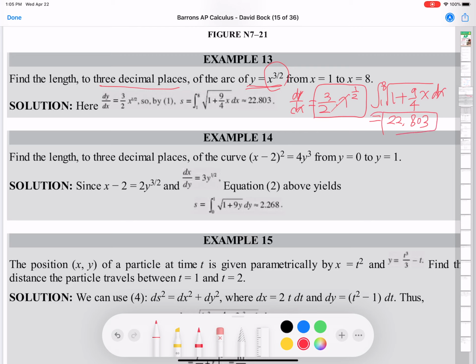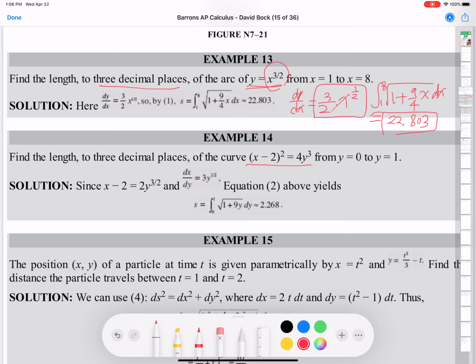Okay, what about example 14? Example 14 is a little different type of problem. Same question, but you're going to use y value and dx over dy instead of dy over dx. I'll show you how to. Number 1, integral, this function, okay, derivative of this function.